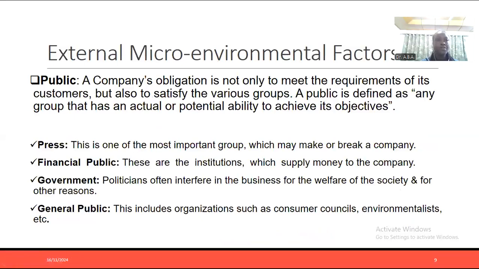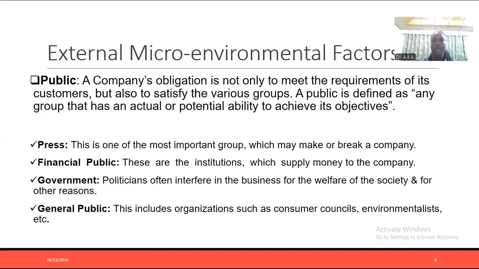We now move on to the last part of the micro environmental factors. So we have spoken about the customer, suppliers, and the competition or competitors, and then we also have the public. The public refers to various groups within the society. Every company has an obligation not just to meet the requirements of the customer, supplier, and competitor, so not just to consider those three, but also to focus on the various groups within the society.